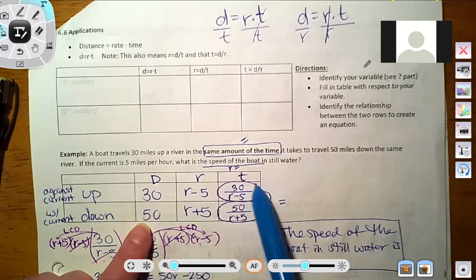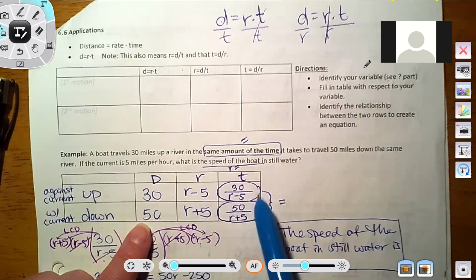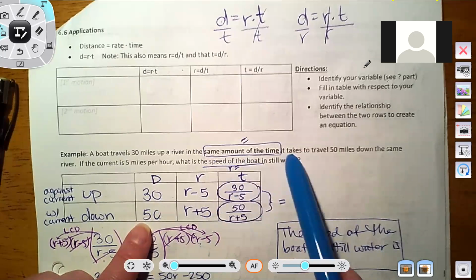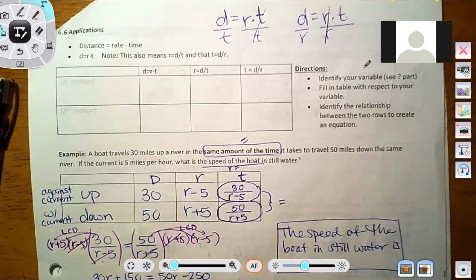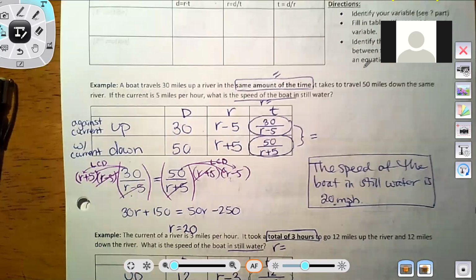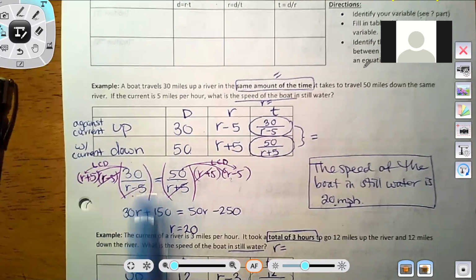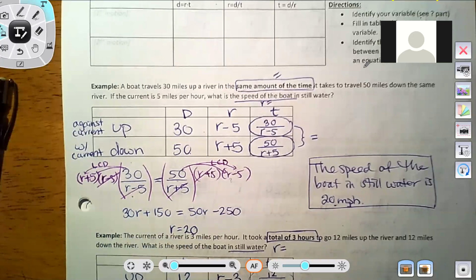So then your time is your distance, which you were given, divided by the rate, which we wrote here in terms of R. That's what we're going to solve for. And I can set these times equal because the problem said that it takes the same amount of time for these two scenarios. So then I have an equation, and from there it's what we've been doing before. So the new part for this lesson is the setup of the equations. So once I have my equation, I can use the LCD method to solve. And then again, write it in a sentence.